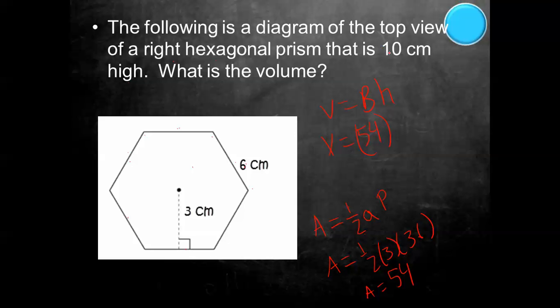Now it tells us the height of the prism is 10 centimeters, so that's going to give us a 10 right there. So our volume is going to be 540 centimeters cubed. And that is the end of the Unit 1 test review.